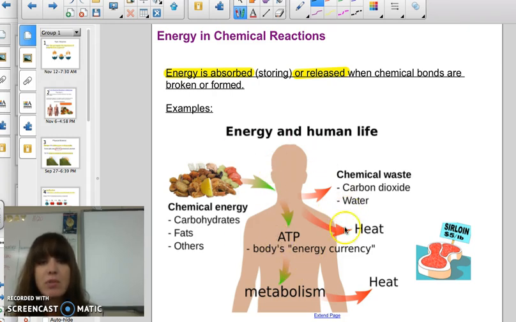Here are some examples within the body. Chemical energy is energy that we get from foods, so carbohydrates, fats, or other macromolecules. Again, our body is going to rely on chemical reactions to break down those molecules and turn them into energy, which is what our cells use in order to do all of their functions. We also metabolize it as well. That whole chemical process requires energy, and it gets released as heat.